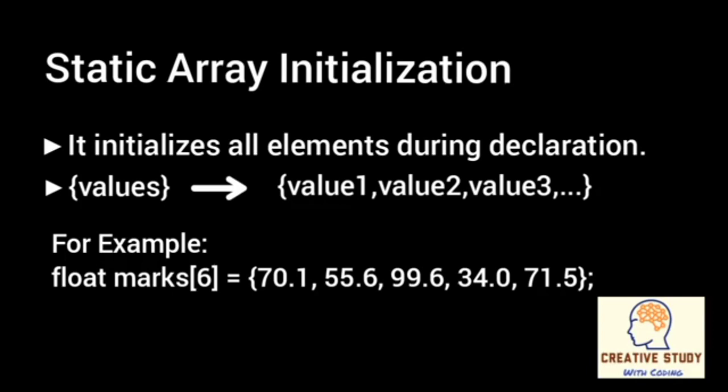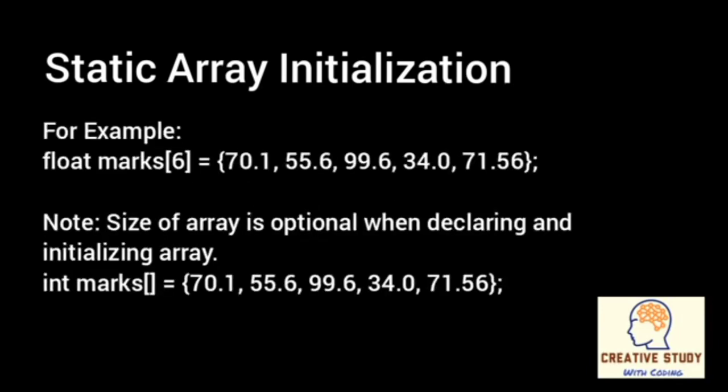For example, float marks[6]. There are 6 elements to be stored in an array named marks, and these are stored in a pair of curly braces and separated with commas. There is a point to remember: the size of the array is optional when declaring and initializing an array. The C compiler automatically determines the array size using the number of array elements. Hence you can write the above array initialization as given below.